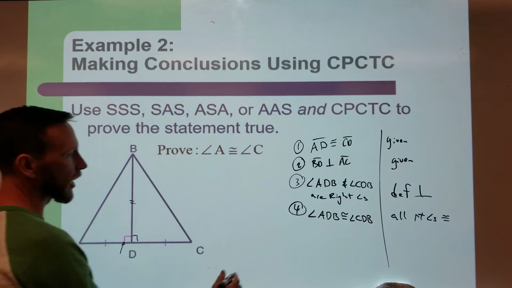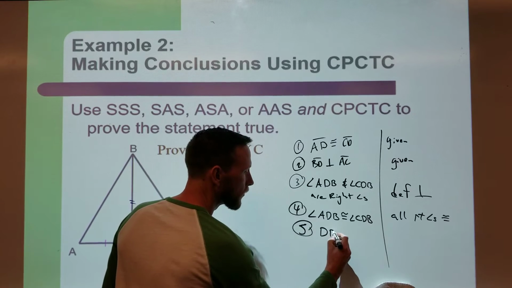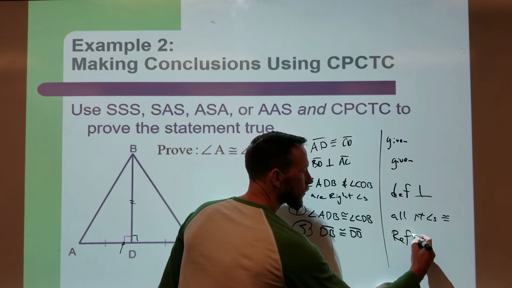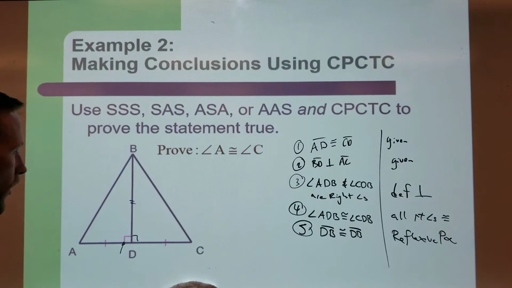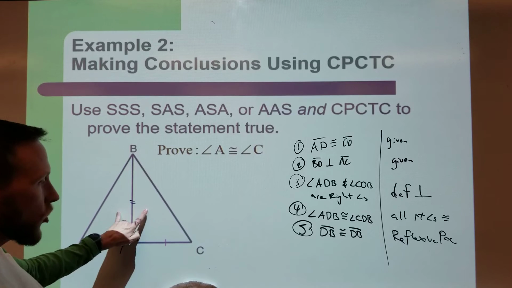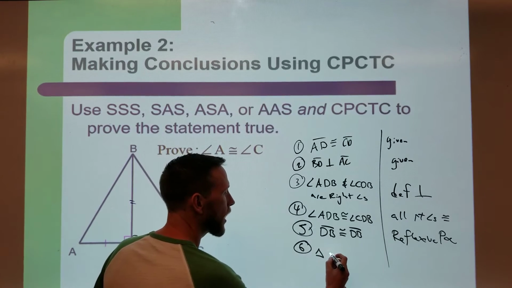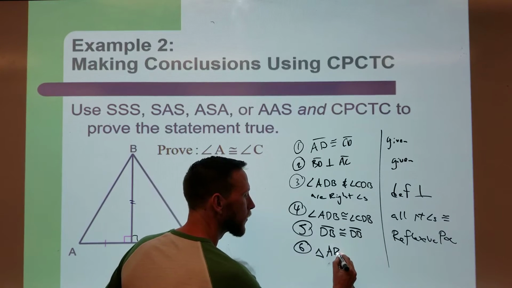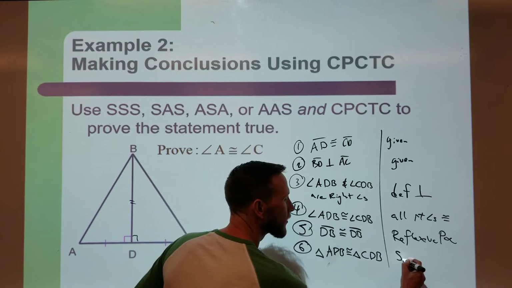And then we have the reflexive side. Side BD congruent to itself. Again, by our reflexive property of congruence. All right, so this gives me a pair of sides, a pair of angles, a pair of sides. So these 2 triangles are congruent now by side, angle, side. So I'm going to say triangle ADB is congruent to triangle CDB by side, angle, side.